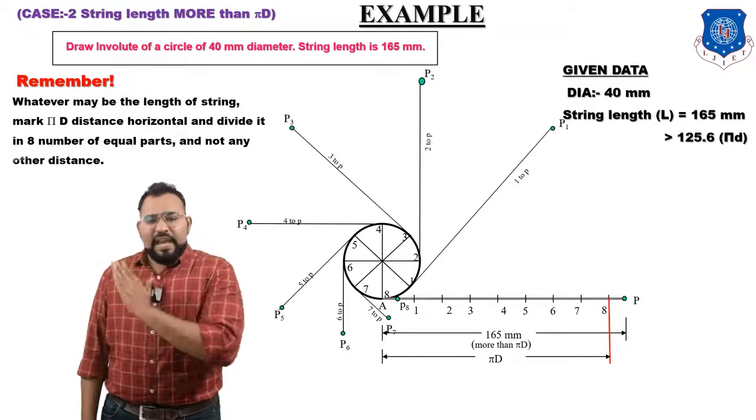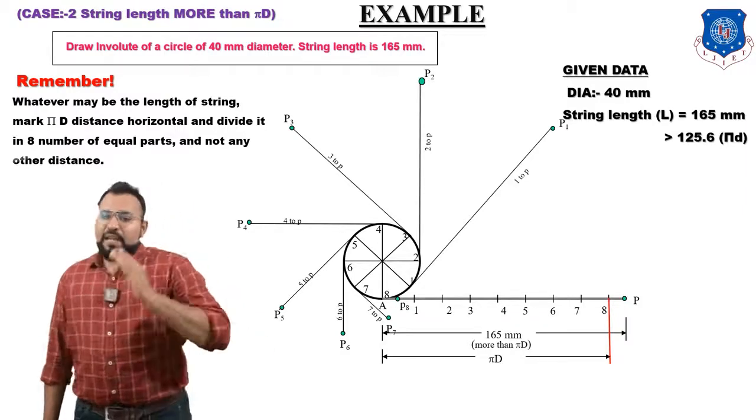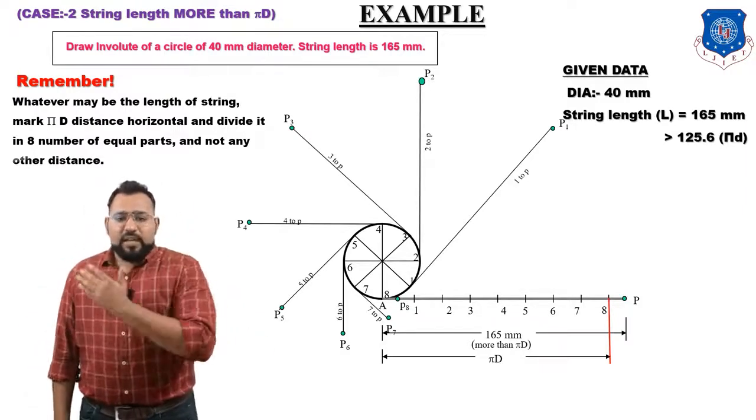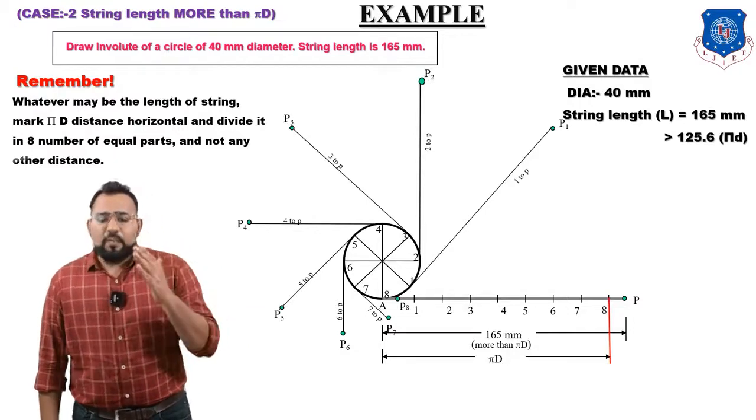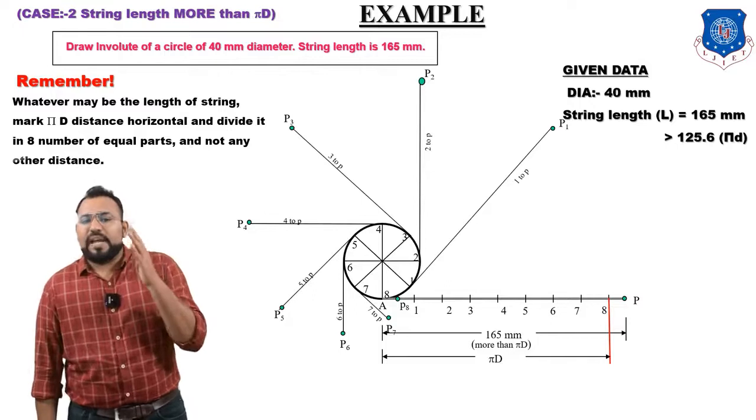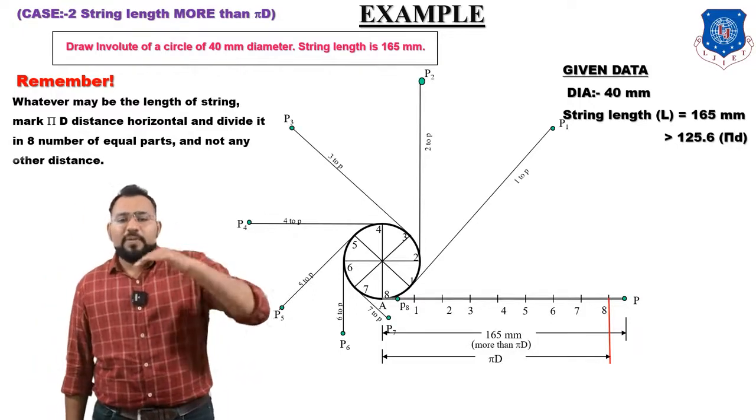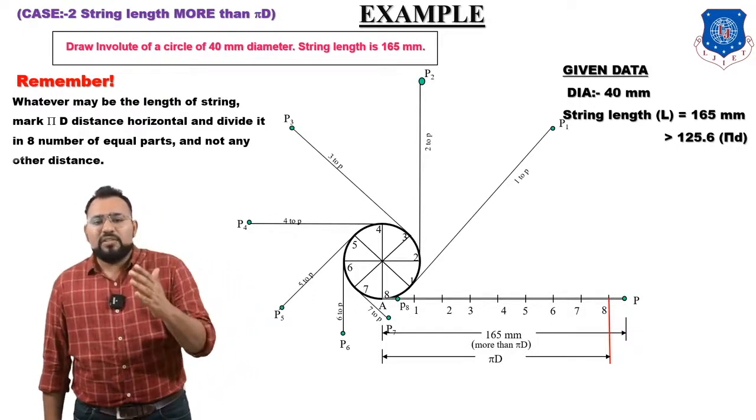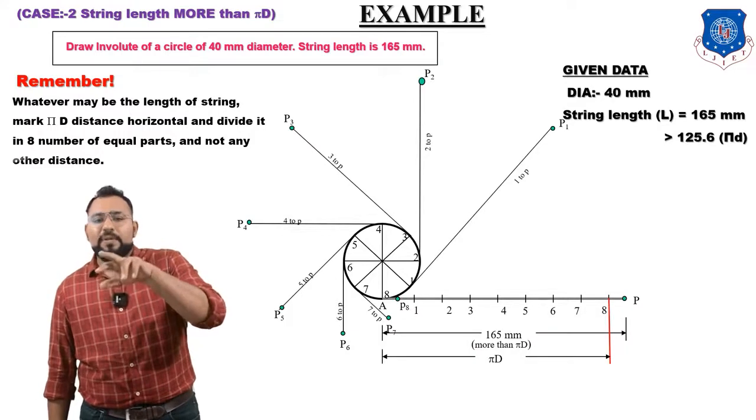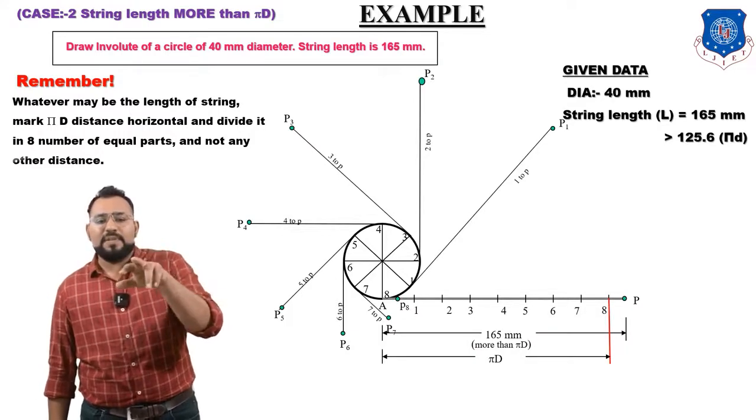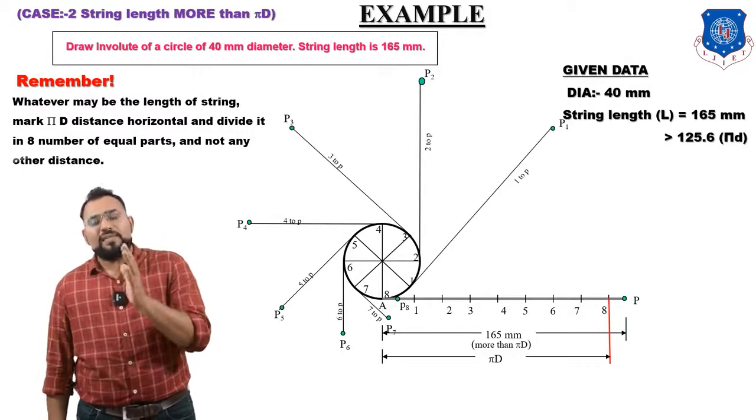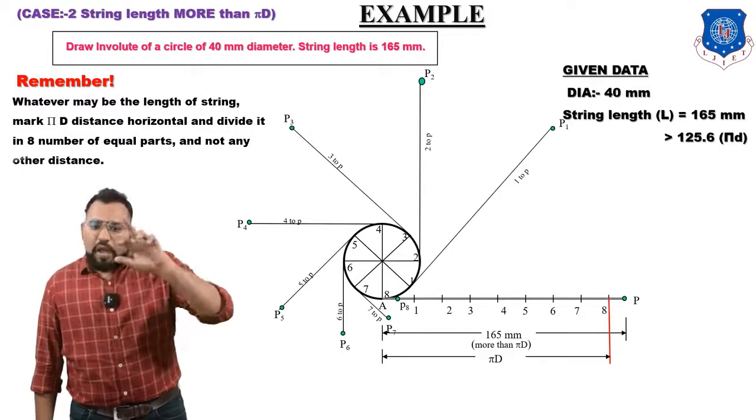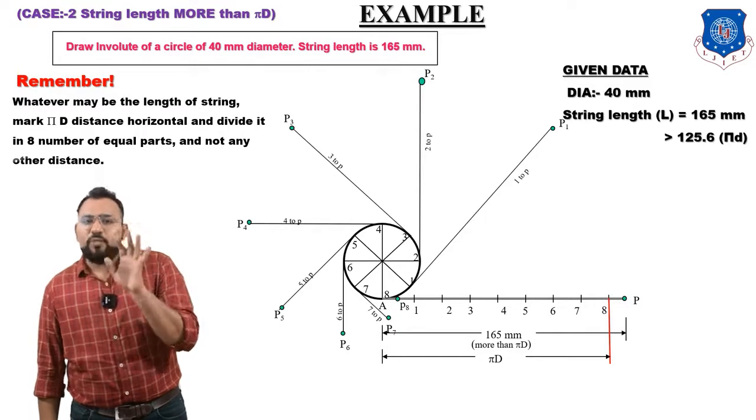Now if you see carefully, the point P8 is on the tangent which is coming from point 8. Now if there is another point, let's say a point P9, where will it be? It will definitely be on the circle. So where exactly will it be? You can see the points P1 to P8. If there is a next point P9, where will it be? Always remember this: we will draw the involute up to the last point on the circle.